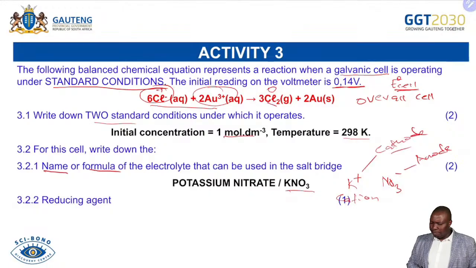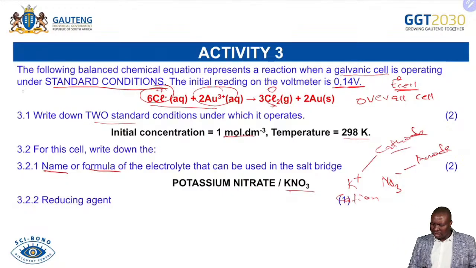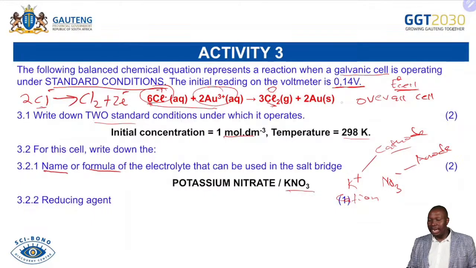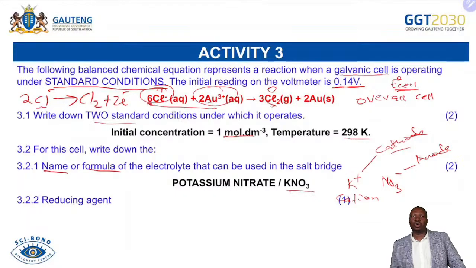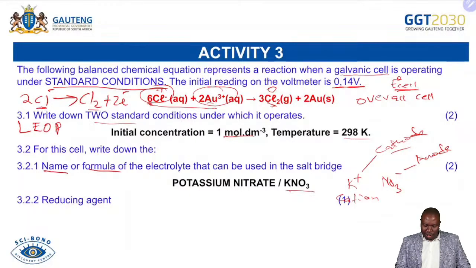So what is happening here is that 2Cl minus is losing electrons to form Cl2. In real sense, we have 2Cl minus losing electrons to form Cl2 plus 2 electrons. The 2 there is for balancing, because we have Au, which is gold 3 plus. So at the anode, we have 2Cl minus losing electrons to form Cl2 plus 2 electrons. We said loss of electrons is oxidation, and that's where we find our reducing agent.